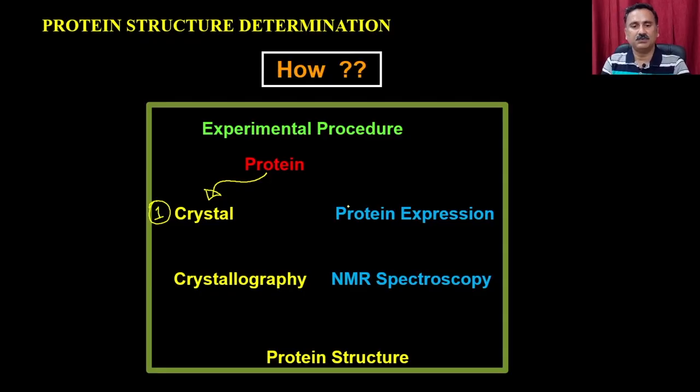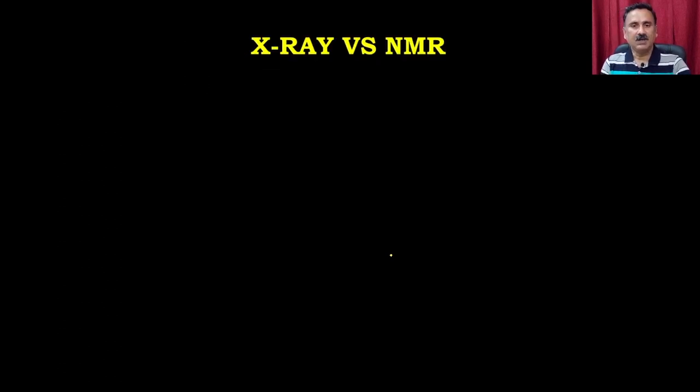And in the second process, you can use NMR spectroscopy, and both of these methods are going to give you the protein structures. Now the question comes: what is the difference between the protein structure solution by X-ray crystallography or NMR spectroscopy? What are the advantages and disadvantages when you use X-ray versus NMR?